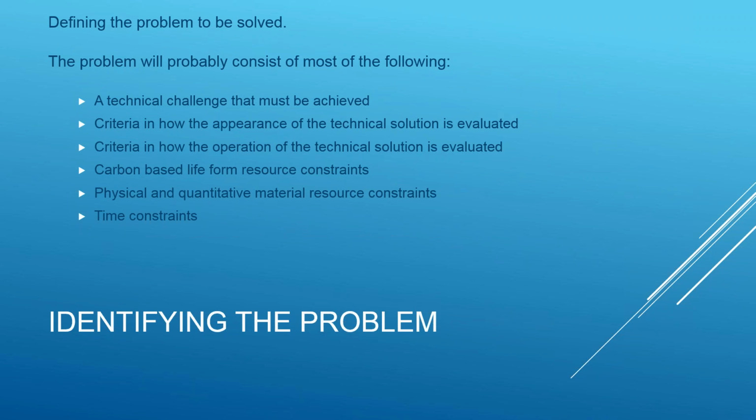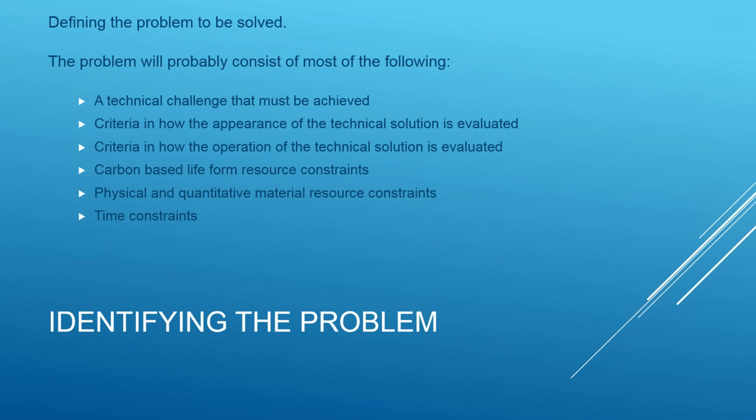Okay, first, identifying the problem. We want to define the problem that we're trying to solve. If we just build a robot to do something, how do we know that it's going to do what the game is, or what we need it to do? The problem will probably consist of most of the following: some kind of technical challenge that you've got to achieve. There'll be criteria in how the appearance of the technical solution is evaluated, also criteria in how the operation of the solution is evaluated. There'll be human resource constraints.